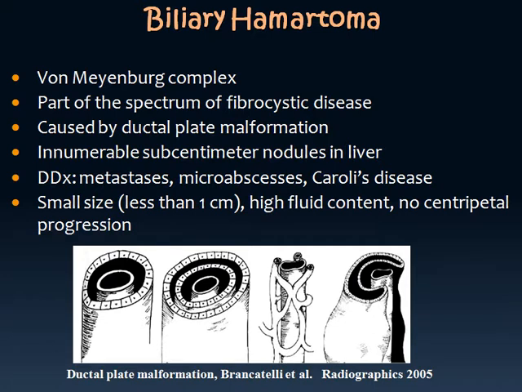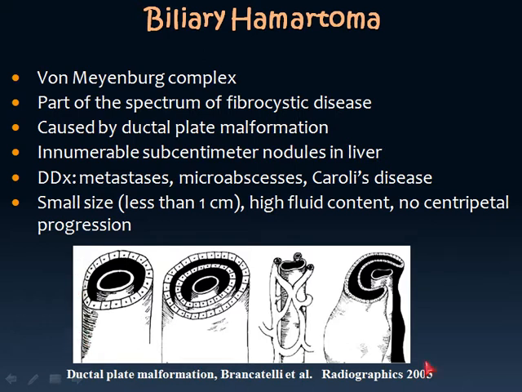It consists of a collection of innumerable small cystic lesions in the liver, and the differential diagnosis includes metastasis, microabscess, and Caroli disease. It may show thin enhancement on delayed phase images. However, there is no centripetal progression of enhancement, which is different from metastatic lesion.